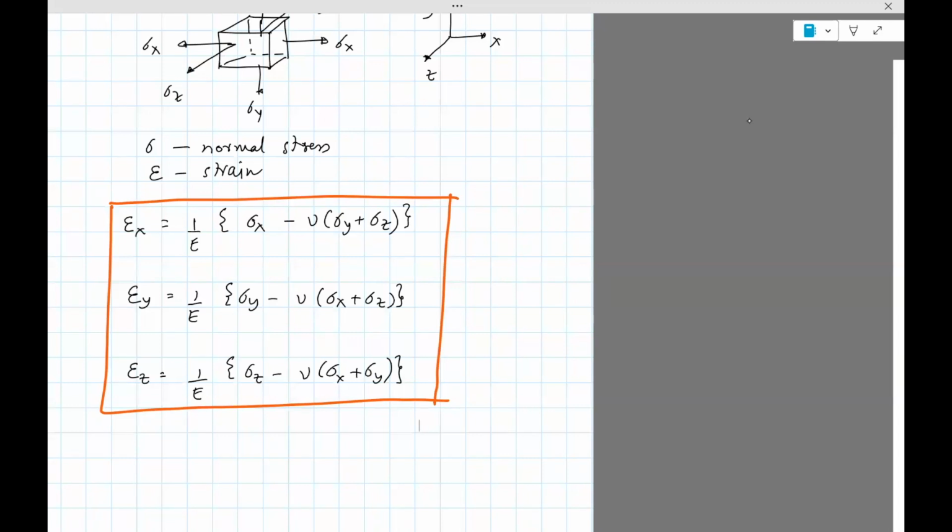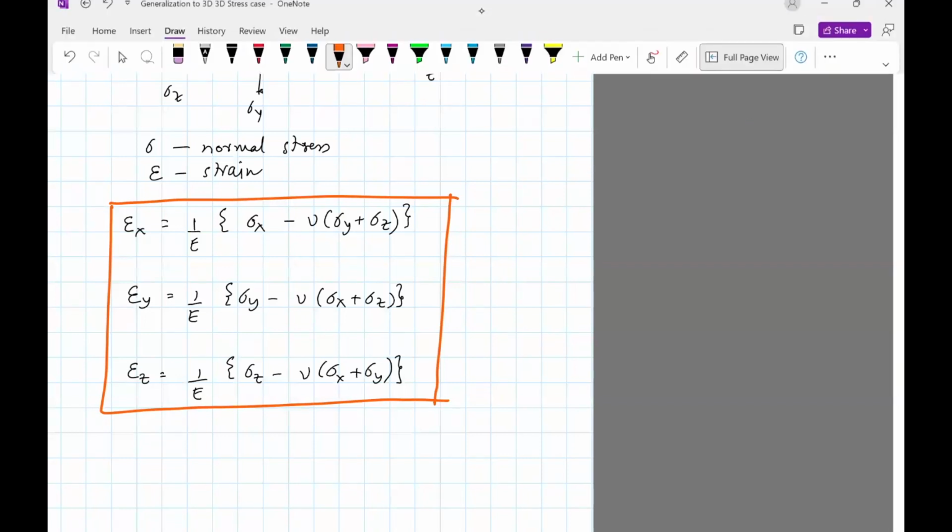Okay, the last thing is shear strain. Yeah, this is, you mean this one? Yeah. Poisson's ratio.